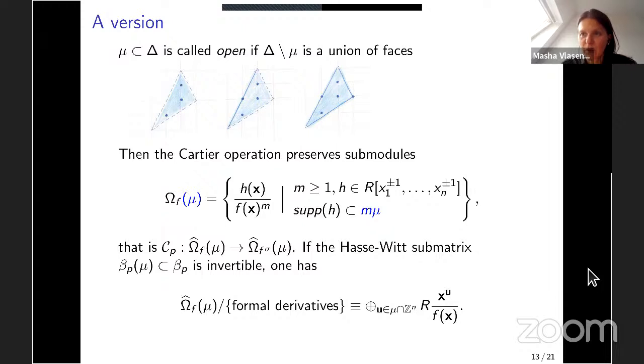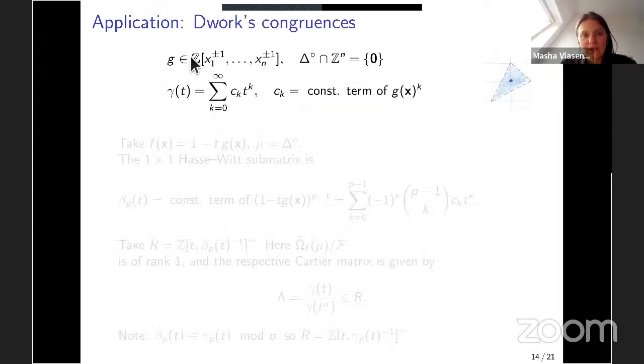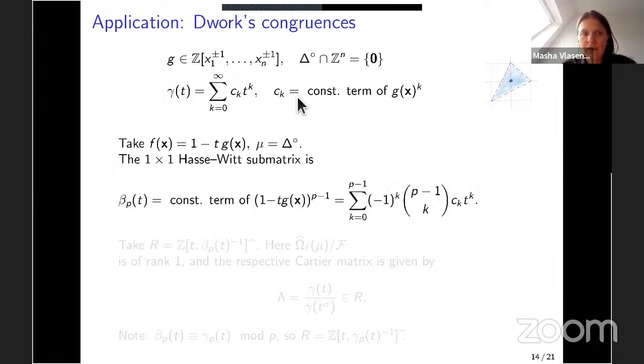With this, we can do Dwork's congruences. So we start with a Laurent polynomial G, whose Newton polytope has a unique internal integral point, and this point is the origin. Consider the generating series of constant terms of powers of G. Take the Laurent polynomial given by 1 minus tG, where t is the new variable. This variable will go to the ring R, so our ring R should contain polynomials in t. Choose mu to be the topological interior of delta, like here. So the only integral point in mu is 0.